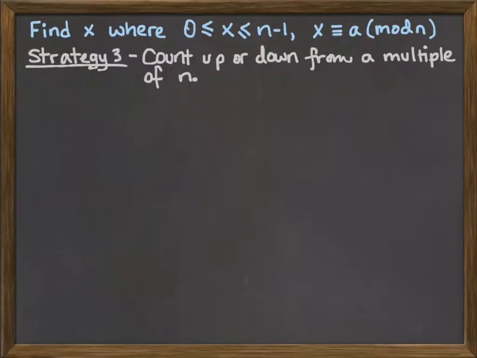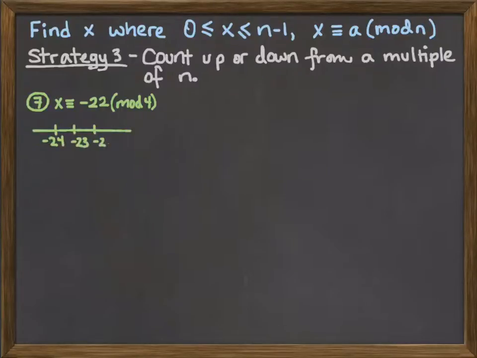Okay, the last strategy is to count up or down from some multiple of n. When I say I'm using this strategy, what I mean is that I'm picturing a number line. So x is congruent to negative 22 mod 4. I want to find a multiple of 4 that's near negative 22. In my case, I'm going to use negative 24. It's close to it. Then I count up or down from that multiple of 4 to the number I'm given. Here I have to go up 2 steps, and that tells me that x is 2.